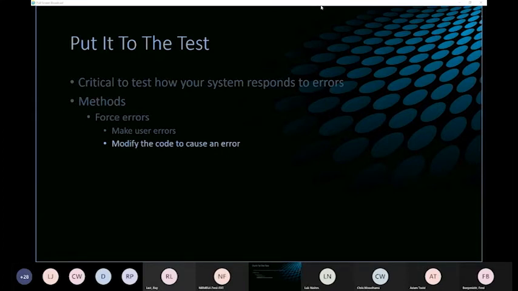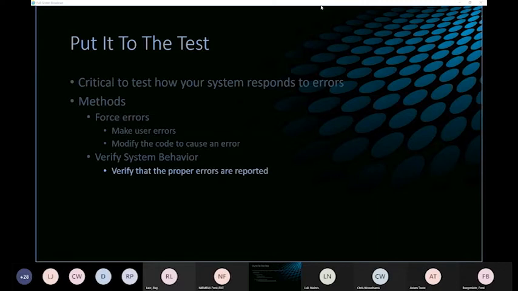If we need to do that, we could do that as well. And then we want to verify our behavior of our system. Number one, make sure the proper error gets reported. This is another thing that trips up a lot of developers.